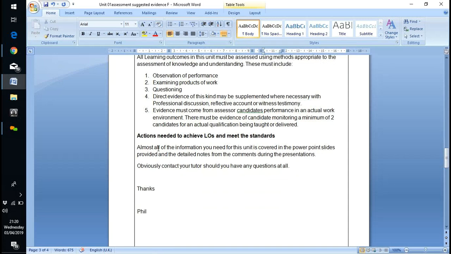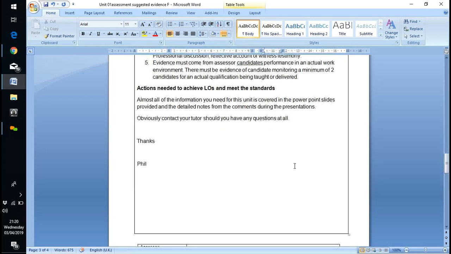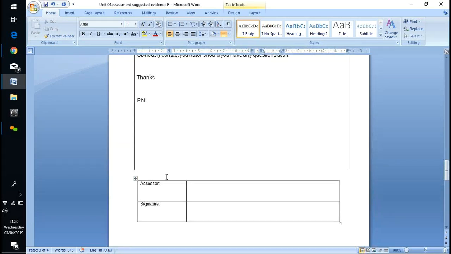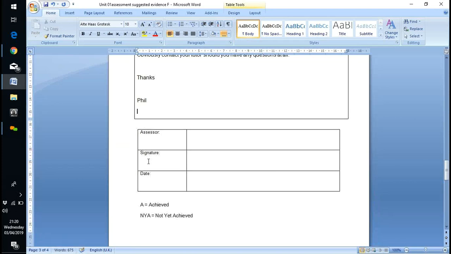Okay. So almost all the information you need for this unit is covered in the PowerPoint slides provided and the detailed notes from the comments during the presentations. Obviously, contact your tutor if you have any questions at all.